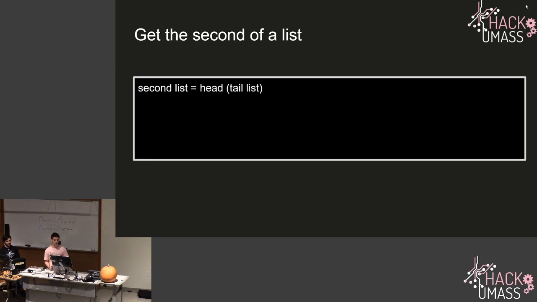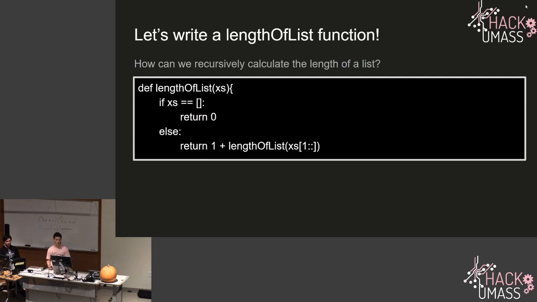You take the head of the tail of the list, and I'll give you the second. Good job. Okay, so let's write a length of list function. If you know any Haskell commands, don't use the built-in one. So this is how you write it in Python, right? You see if the list is null. If it is, return 0, otherwise return 1 plus the length of the rest of the list.